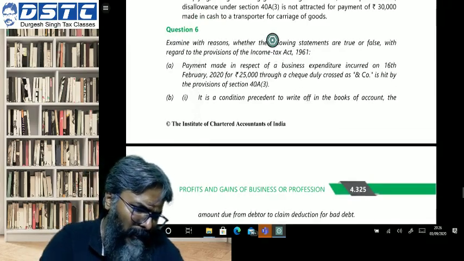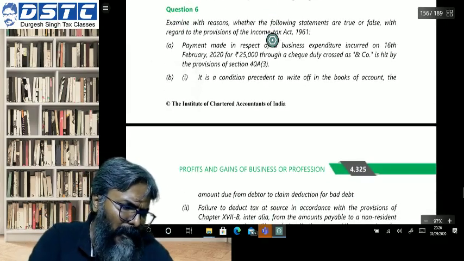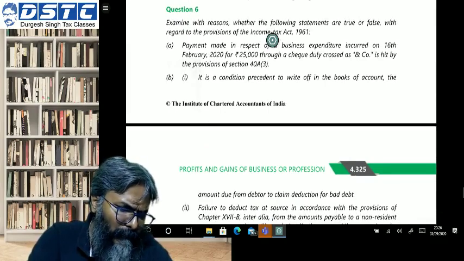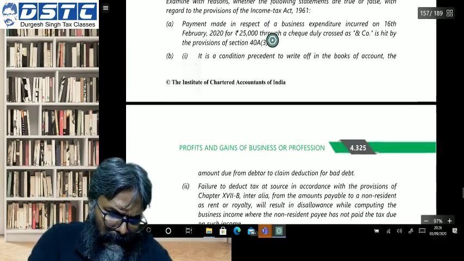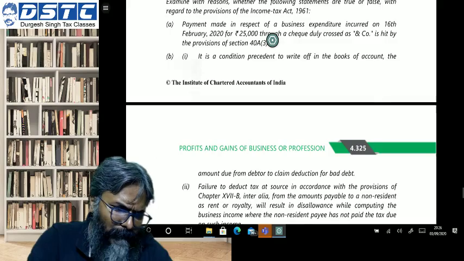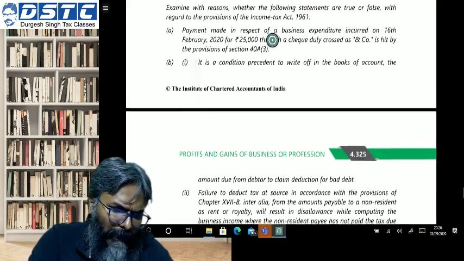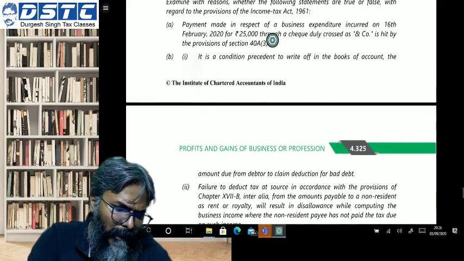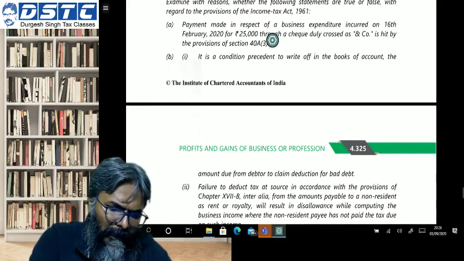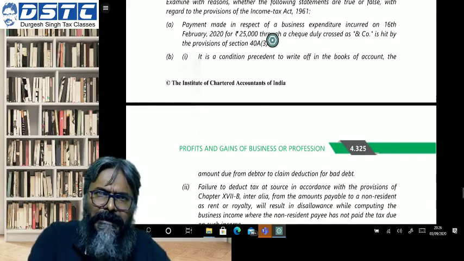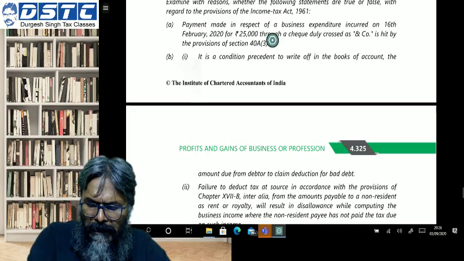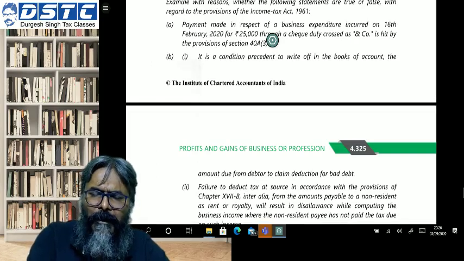Point number B, point 1 of point B. It is a condition precedent to write off in the books of accounts the amount due from the debtors to claim the deduction for bad debt. Just now I taught you this point, students.